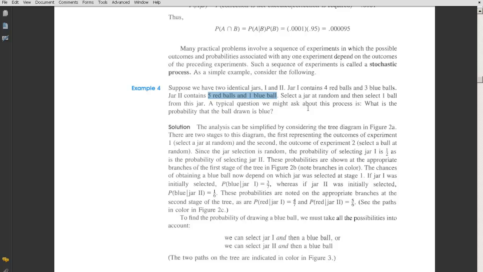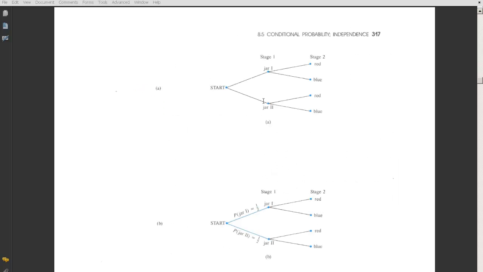A typical question we might ask about this process is, what is the probability that the ball drawn is blue? The analysis can be simplified by considering the tree diagram in figure 2a. So here we have figure 2a. Again, we just have a starting point, and we go to stage 1, and there are two possibilities. We choose one of these jars. And then once we chose jar 1, for example, there are two possibilities for stage 2, red and blue. Same thing for jar 2.